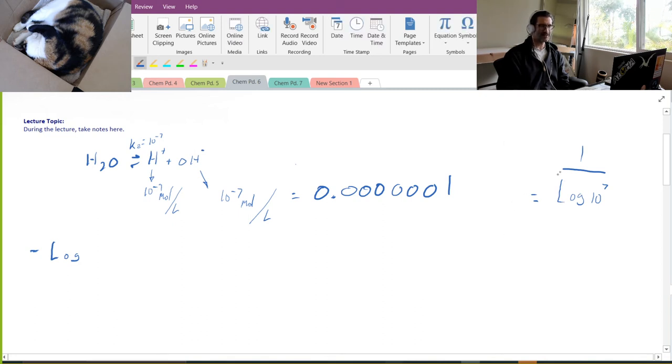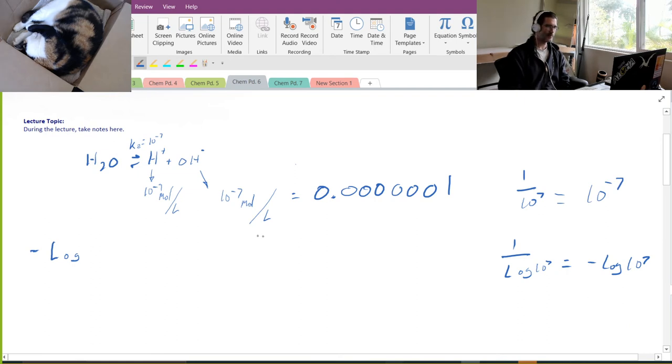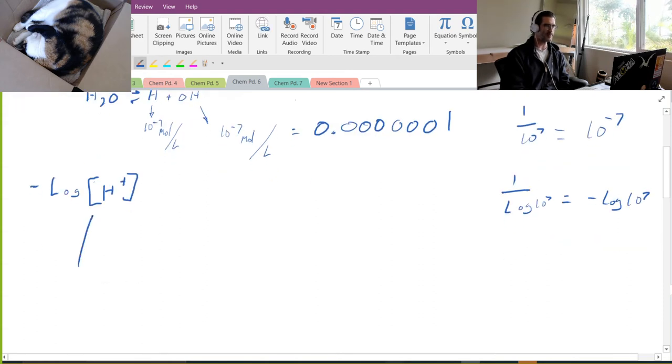Sorry. So 1 over 10 to the 7 is 10 to the negative 7, right? So 1 over the log of 10 to the 7 is the negative log of 10 to the 7. Okay? So we have the negative log of the concentration of H plus. We write concentration of H plus by putting a square bracket around H plus, and that means concentration of H plus.